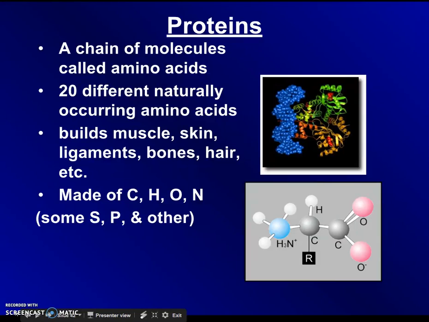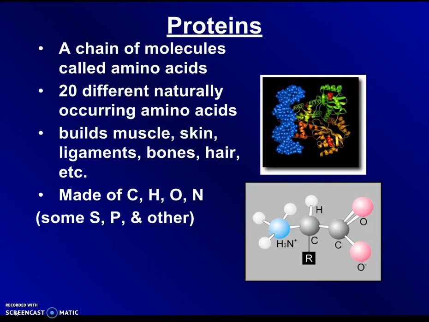Proteins are a chain of molecules called amino acids. There are 20 different naturally occurring amino acids. They build muscle, skin, ligaments, bones, hair, lots of things that are tough connective tissue. Those all seem pretty tough, and proteins make up all of those. The muscle part you know, but you may be a little surprised by the skin, your ligaments, your bones, your hair, all made of protein.